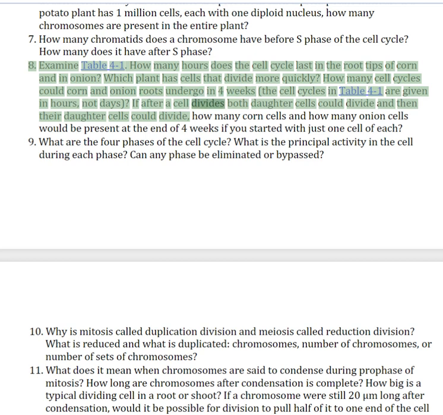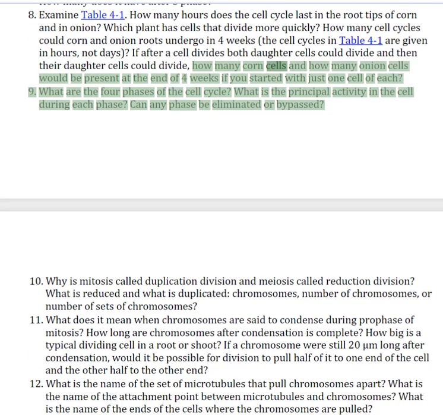If after a cell divides both daughter cells could divide and then their daughter cells could divide, how many corn cells and how many onion cells would be present at the end of 4 weeks if you started with just 1 cell of each? 9. What are the 4 phases of the cell cycle? What is the principal activity in the cell during each phase? Can any phase be eliminated or bypassed?